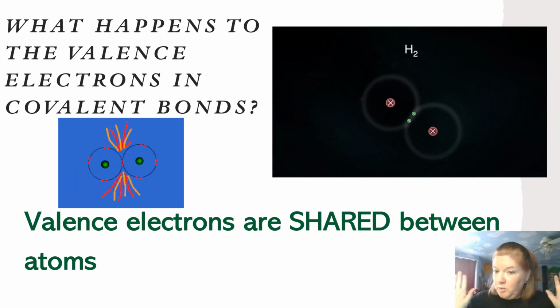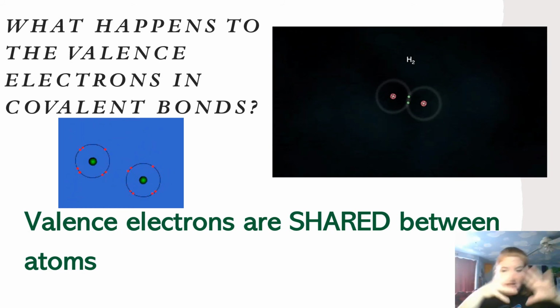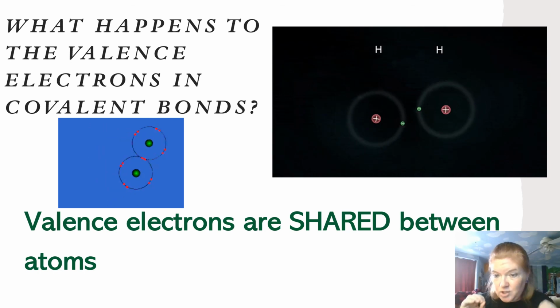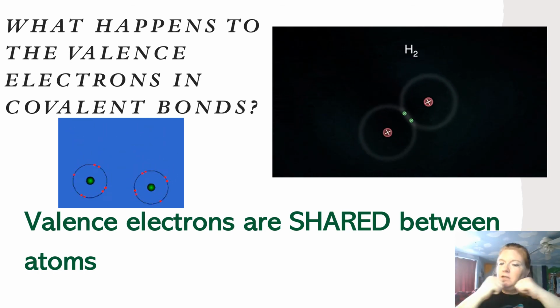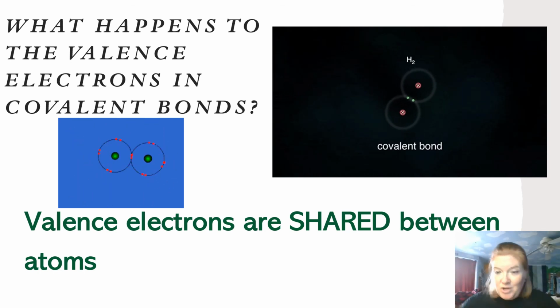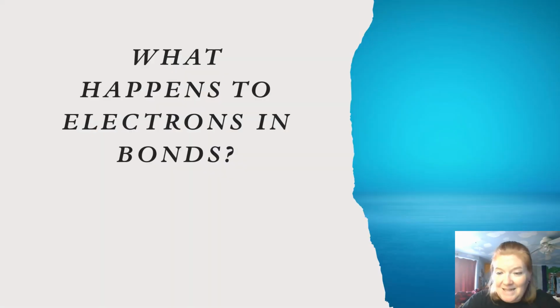So, quick recap: metallic, mobile sea of electrons, valence electrons only. Covalent bond, sharing. Ionic bonds, transferring. And that's it. That's real short and sweet what happens to electrons in bonds.